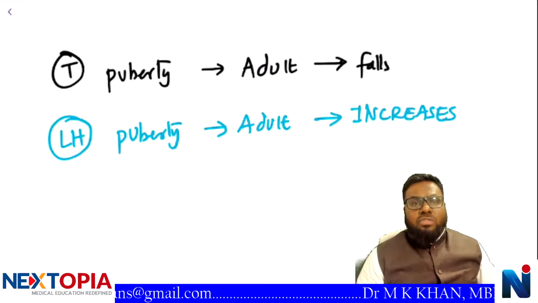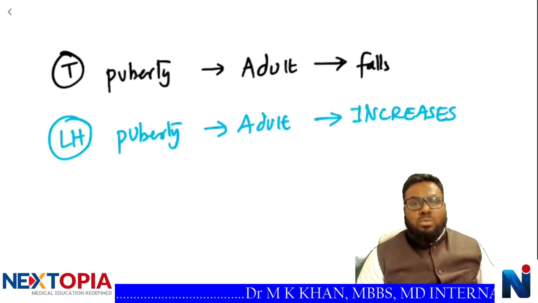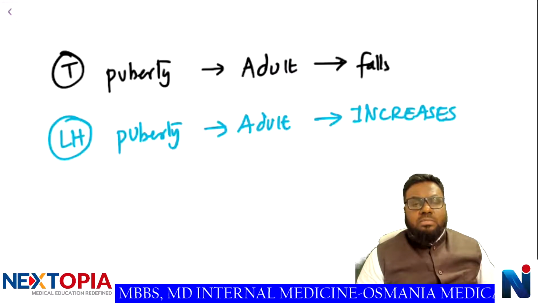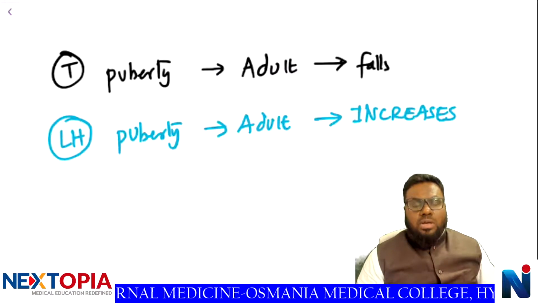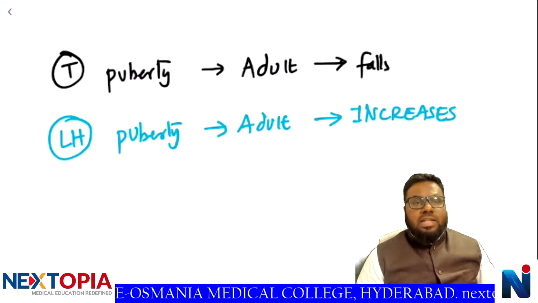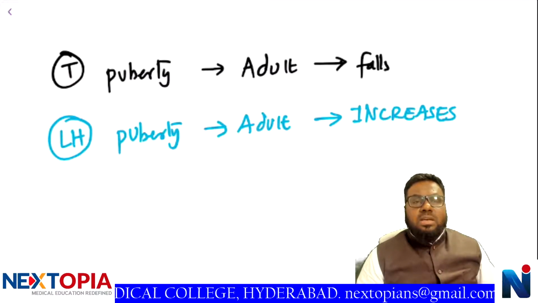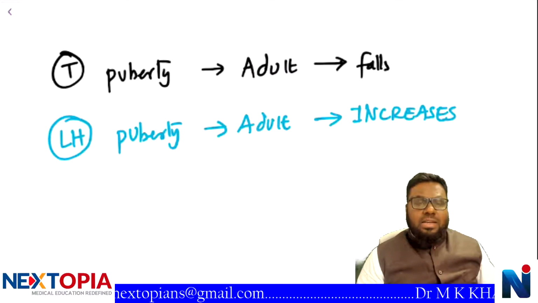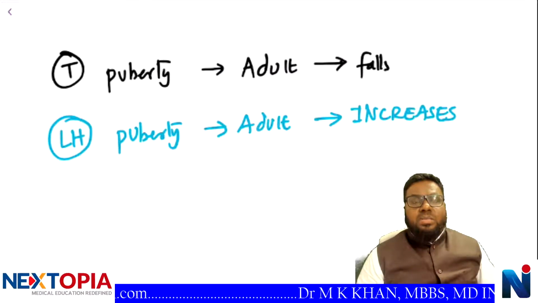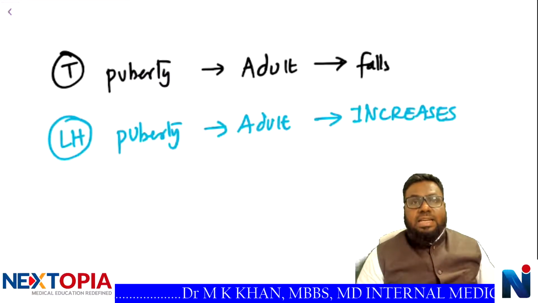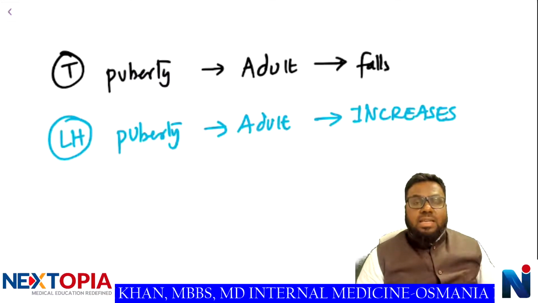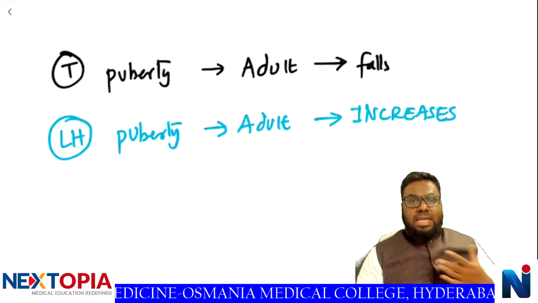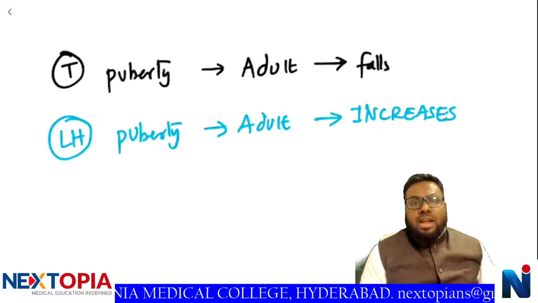What is the effect of these hormones on the various functions that they bring about? For example, muscle mass. I already told you in my class on the adrenal cortex that androgens stimulate protein synthesis and decrease protein breakdown, hence they increase lean muscle mass. The larger muscle mass in males is because of the androgens.